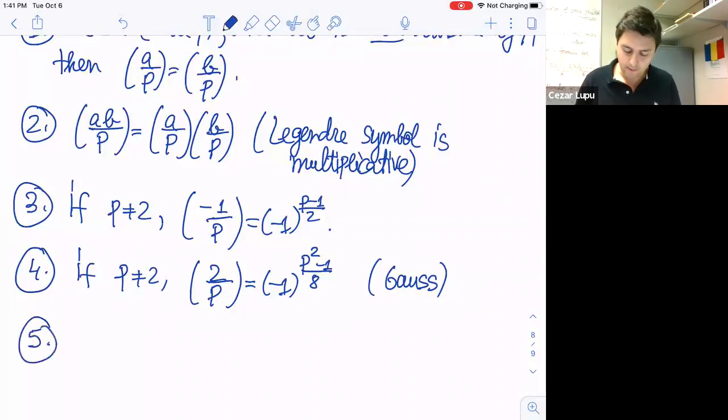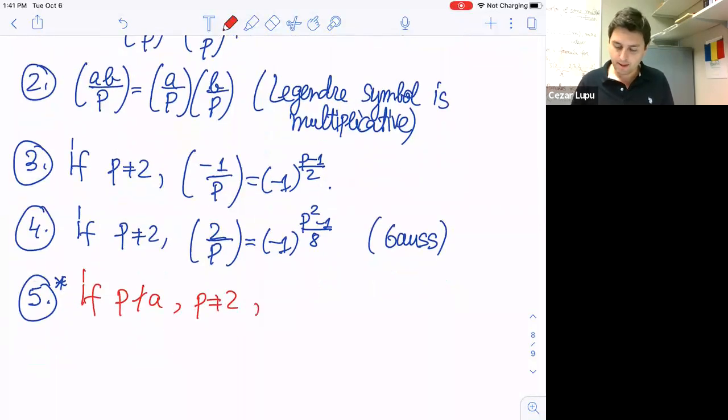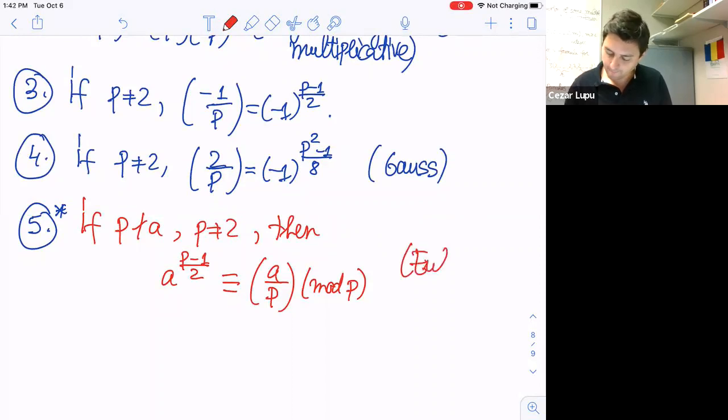We'll go there. Another one which is very, very important, and now let me write it in red. If, let's say, P does not divide a number A, and P is, again, an odd prime, then, by the way, I forgot to specify, but P here is a prime number so that you know. Then we have the following: A to the power P minus 1 over 2, so this is Euler's criterion, is congruent with A by P mod P. So this goes to Euler. My goodness, how many things Euler did in his life.